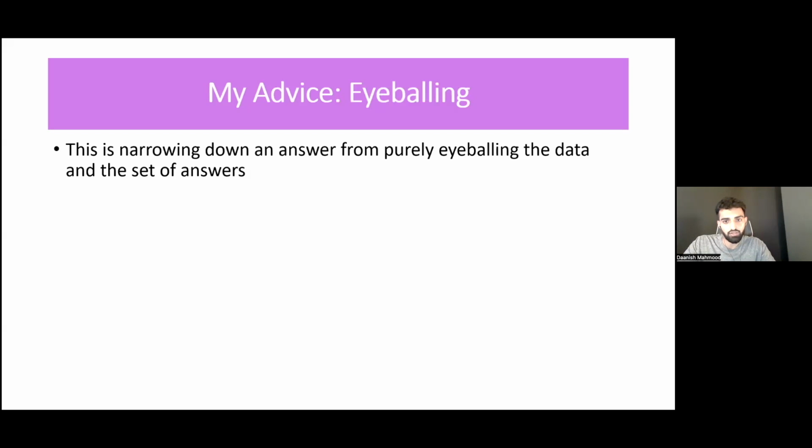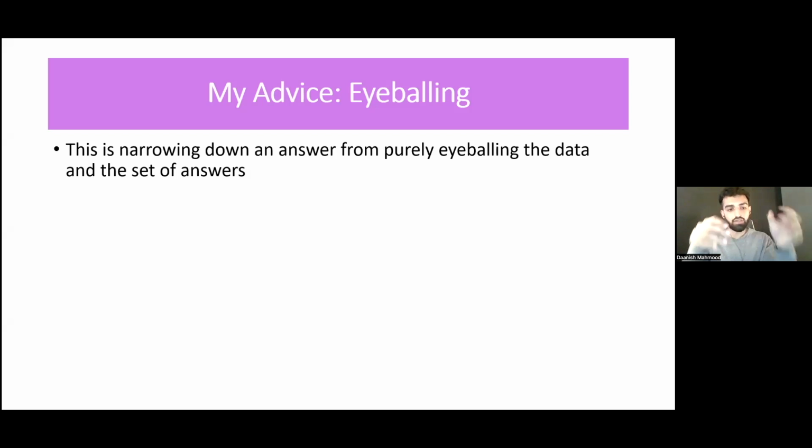Eyeballing, this is another piece of advice. I think I mentioned this today. Basically, eyeballing is where you're narrowing down an answer purely from eyeballing the data and the set of answers. What I mean by this is, today we did a question earlier on, I think the first question of today actually. The question was adding 480 to 460. I remember telling you guys that in the answers, there was only one answer which was above 400. That's called eyeballing. When you look at the answers, you don't calculate it, but you just look at it and you're like, it has to be that one.